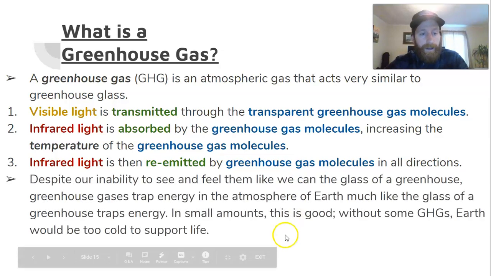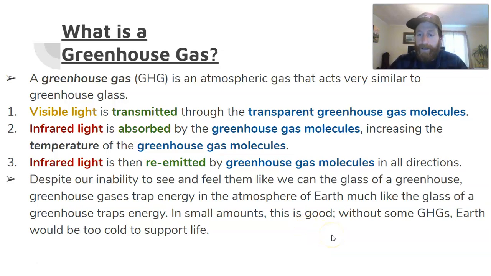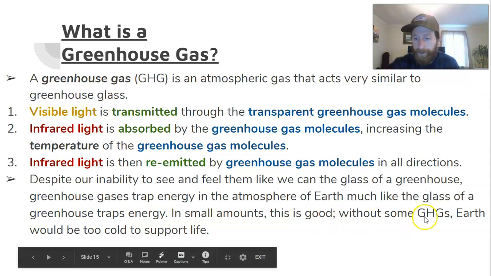the Earth. Despite our inability to see and feel them, like we can the glass of a greenhouse, greenhouse gases trap energy in the atmosphere of Earth, much like the glass of a greenhouse traps energy. In small amounts, this is good. Without some GHGs, Earth would be too cold to support life. So we do need a little bit of a blanket from those greenhouse gas molecules, adding some energy to the atmosphere to keep the general temperature of Earth above the freezing point of water.